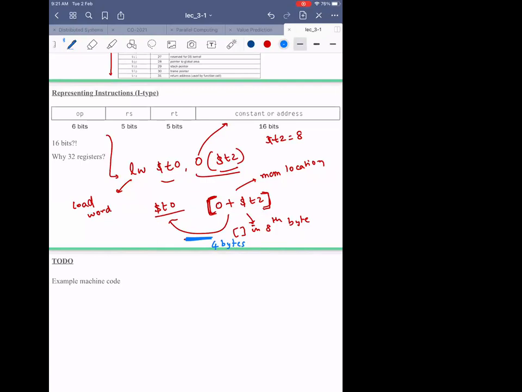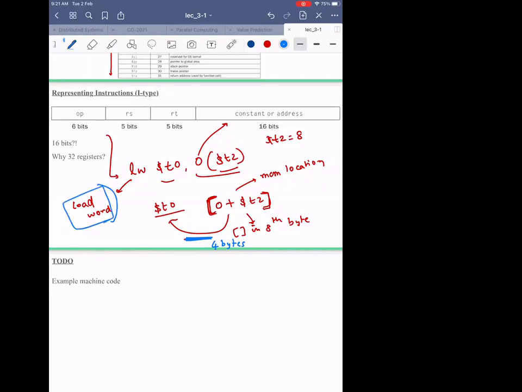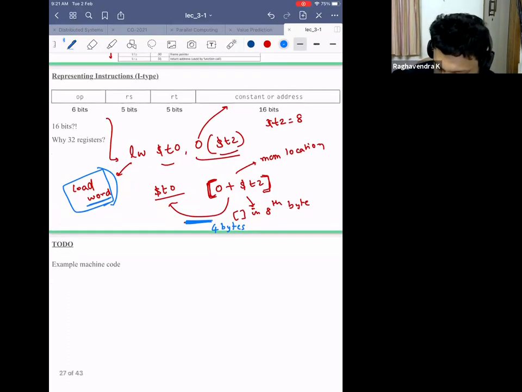So what are you loading? An entire word in the memory. No. What is this instruction that I'm calling it as? I'm calling it as load word, right? So I'm loading a whole word, and how many bytes is a word in this system? It is 4 bytes. So I am copying 4 bytes from here to here. So how does this work?